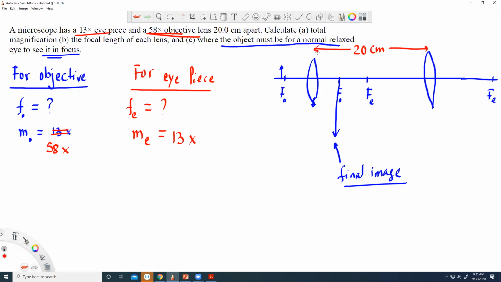Let's look at the first one. So what's the total magnification? So the total magnification is multiplication of the individual magnifications. So total magnification is ME times MO. So you multiply 13 and 58, that gives you the total magnification.